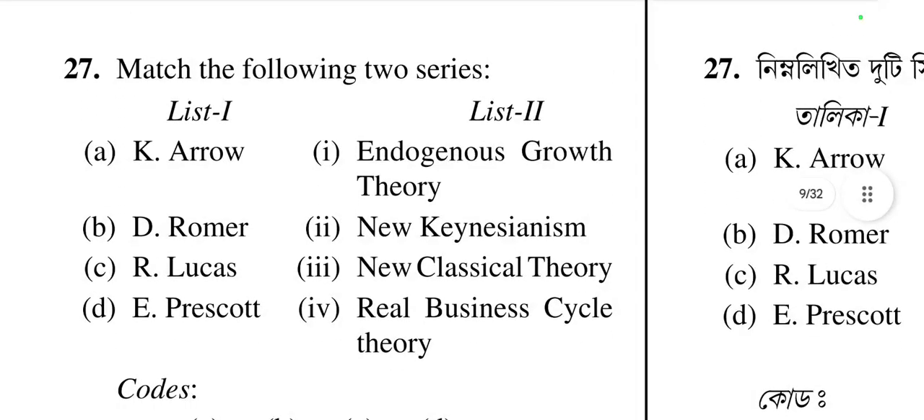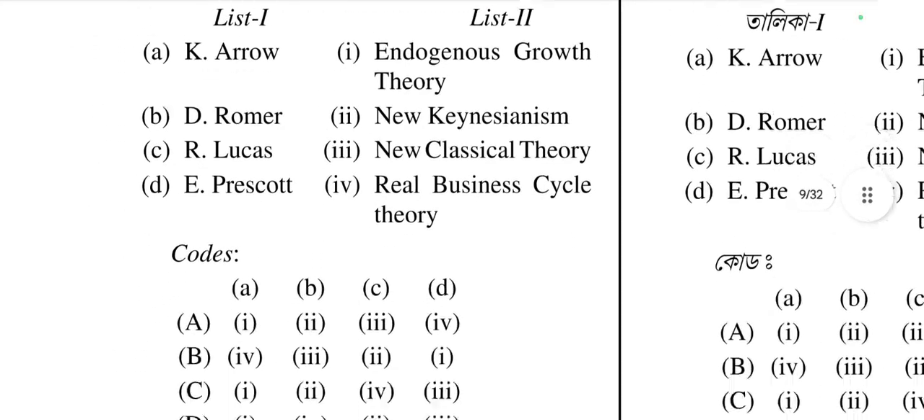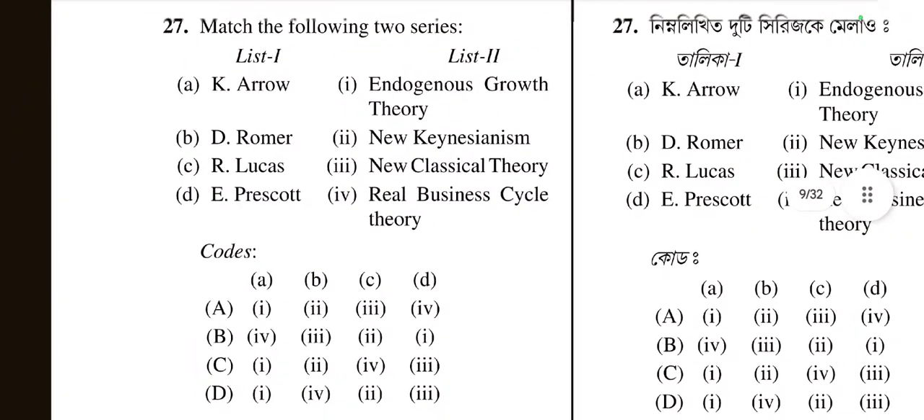Then come to question number 27, a list 1 and list 2 question. First is Kenneth Arrow, D. Romer, Robert Lucas and E. Prescott. Kenneth Arrow is related with endogenous growth theory. Romer is related with new Keynesianism. Robert Lucas is related with new classical theory. Prescott is related with real business cycle theory. So all the options are matched in options 1, 2, 3 and 4. Option A is the right choice here.